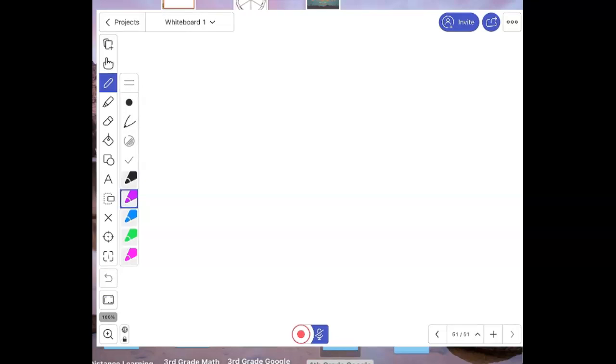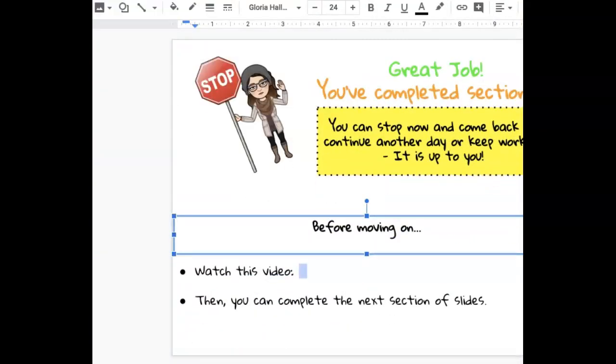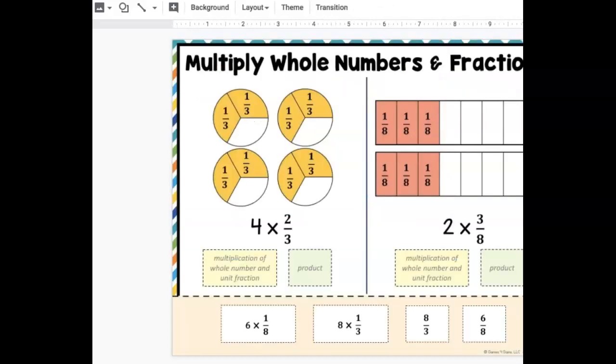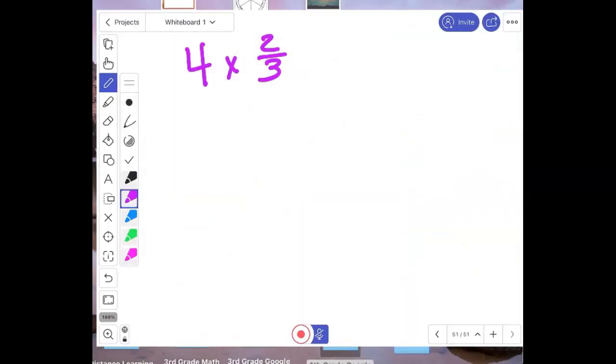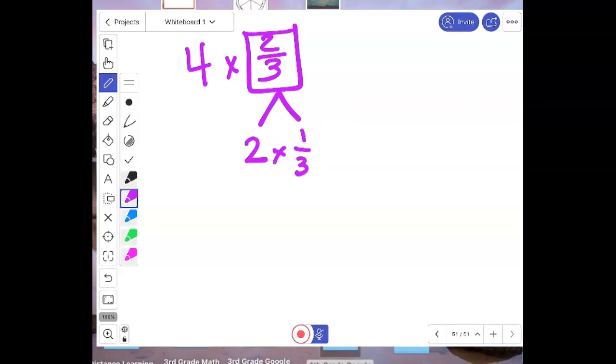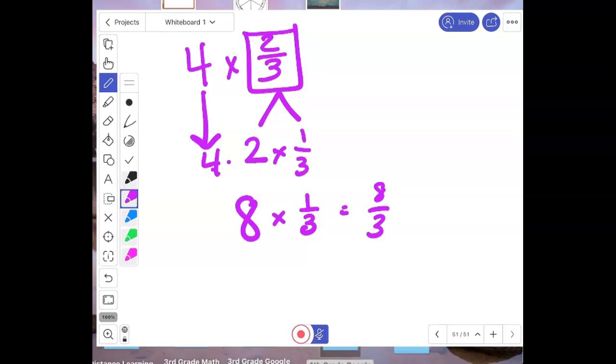So, for example, your very first problem looks like this: 4 times 2/3. I need to make my 2/3 into a whole number times a unit fraction. The unit fraction here has to be a third. So it's 2 times 1/3. If I bring that down, it's 4 times 2 times 1/3. So really it's 8 times 1/3, which equals 8/3. Now you know the answer to the first one.